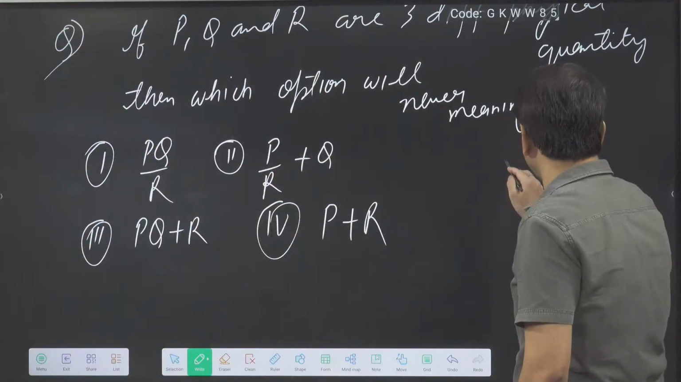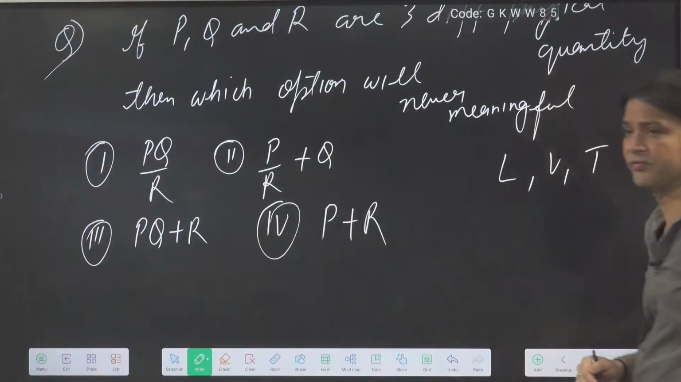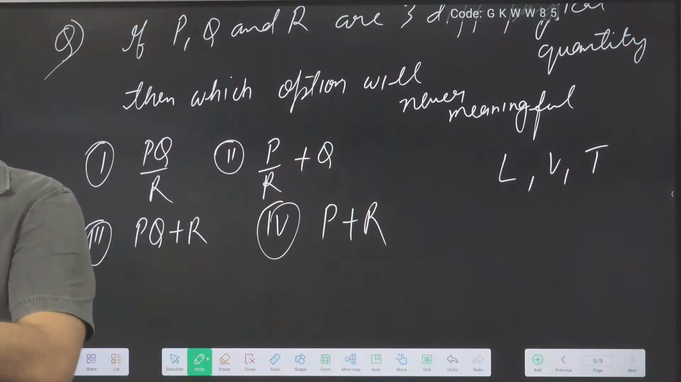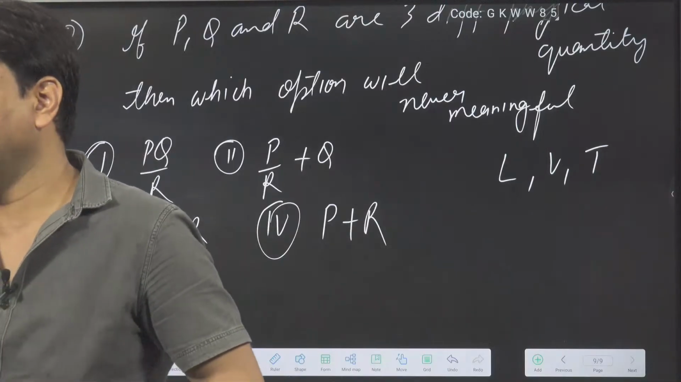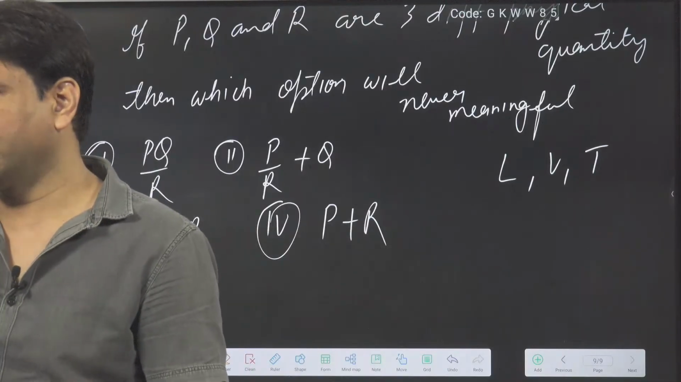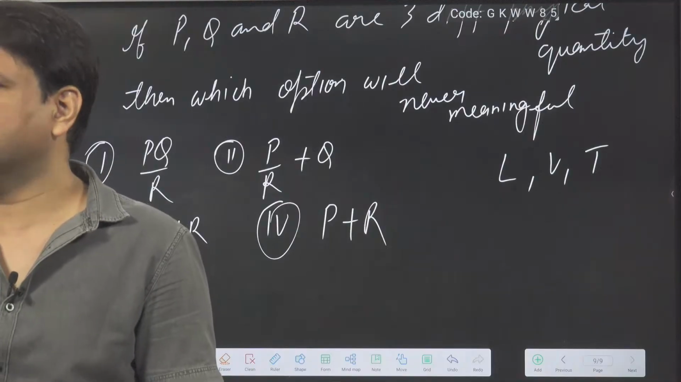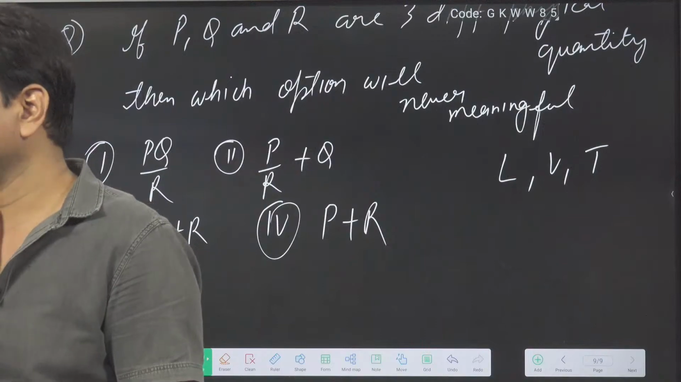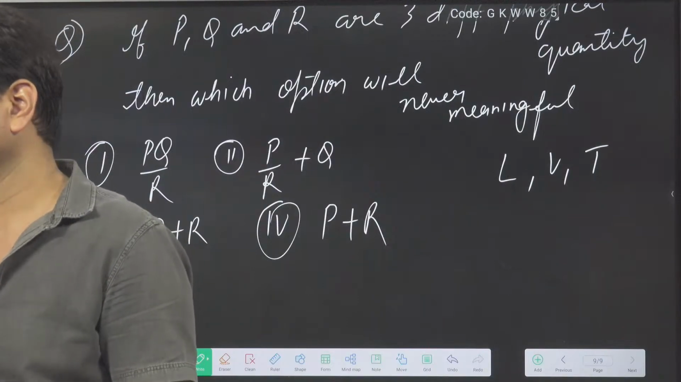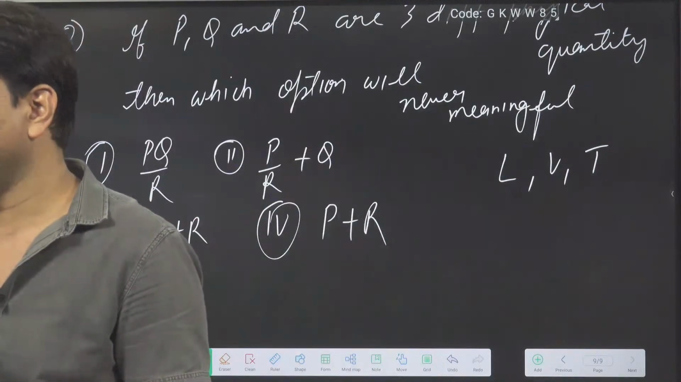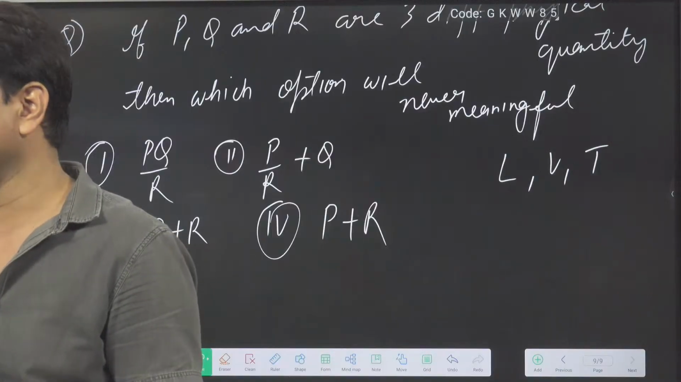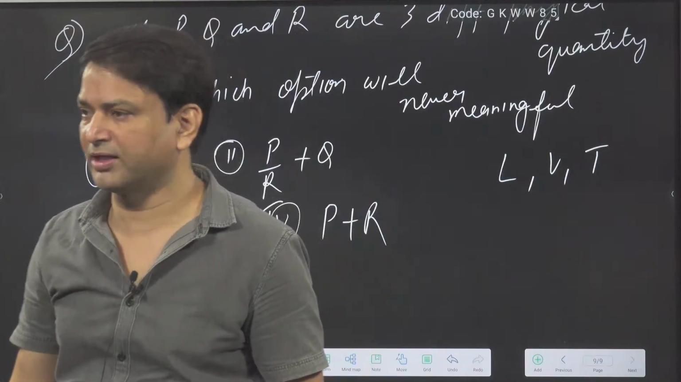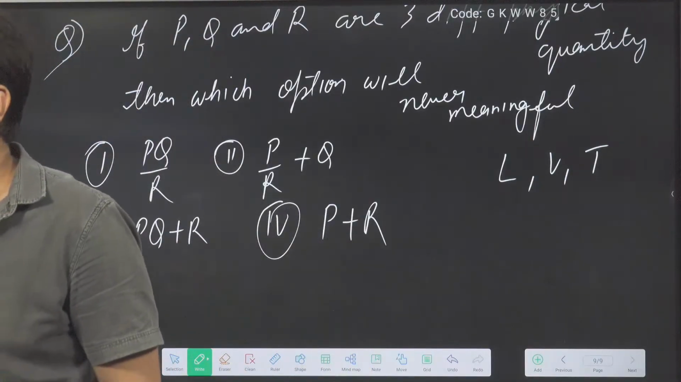Suppose I'm taking the three quantities L, V and T. P as L, R as T, and Q is the V. So P by R, what I will get? L by T. L by T is what? Velocity, LT minus 1. And Q is also velocity. So these three are different, but their summation is P by R, which is LT minus 1, and Q, also LT minus 1. So it is possible. Not always, but possible.